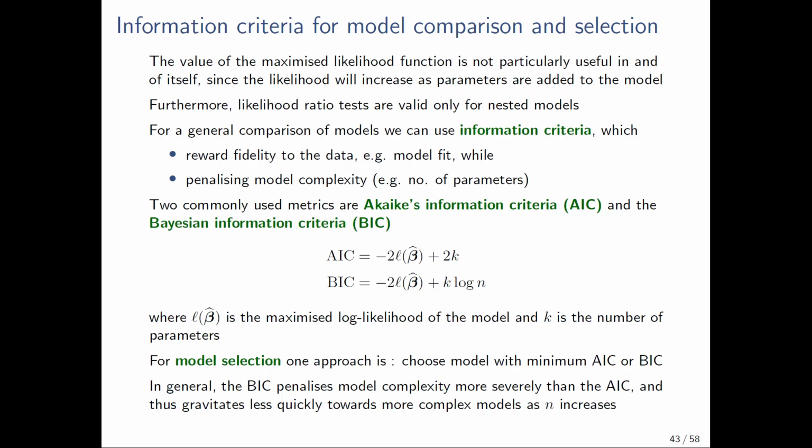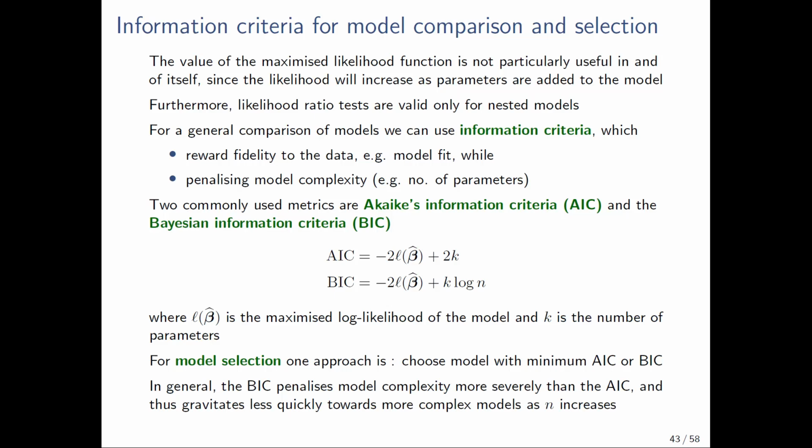Next up, I want to talk about some ways of looking at model fit. The value of the maximum likelihood function is not particularly useful in and of itself because the likelihood will always increase as more parameters are added to a model. Furthermore, likelihood ratio tests are only valid for nested models. So for a general comparison of models, to decide which model is best in a sense, we can use what's called the information criteria, which do two things simultaneously. They reward fidelity to the data, so they reward model fit, but they penalize model complexity. That is, they penalize when models have a greater number of parameters.